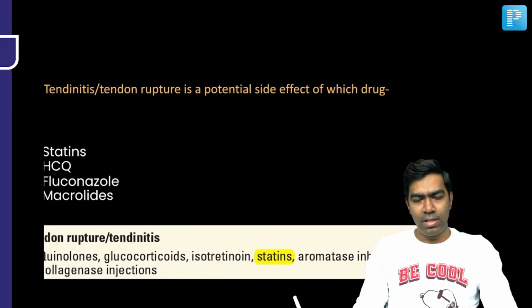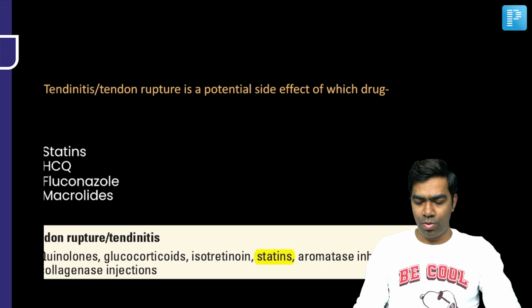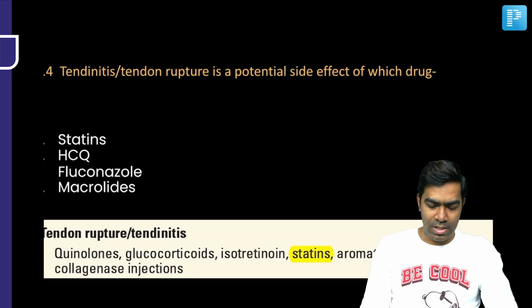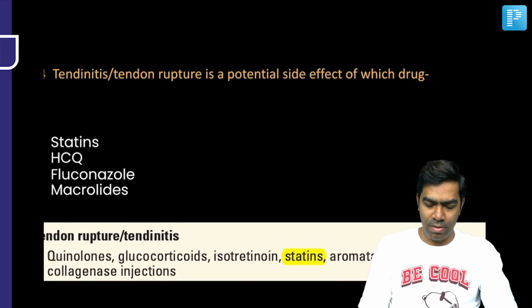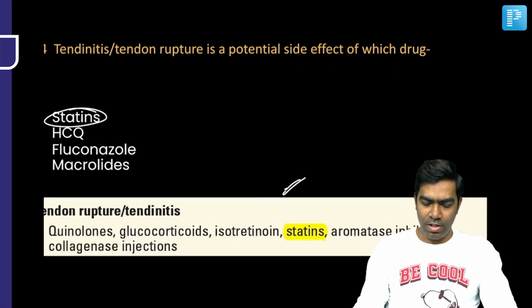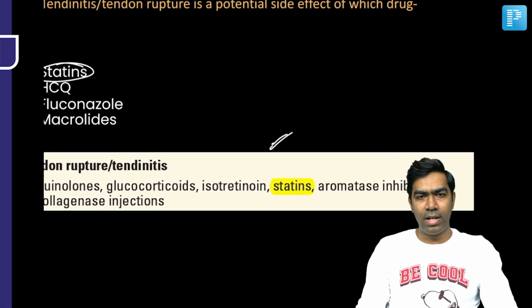And tendinitis and tendon rupture is a potential side effect of which drug? Everyone knows that quinolones are well known for causing tendinitis and tendon rupture. But it's important to understand that statins also can result in development of tendinitis and tendon rupture, as mentioned in the Harrison. Other drugs that have been mentioned are not really associated with tendinitis and tendon ruptures.